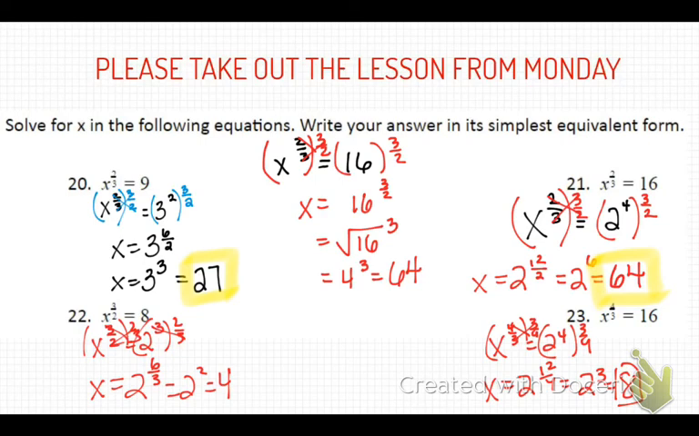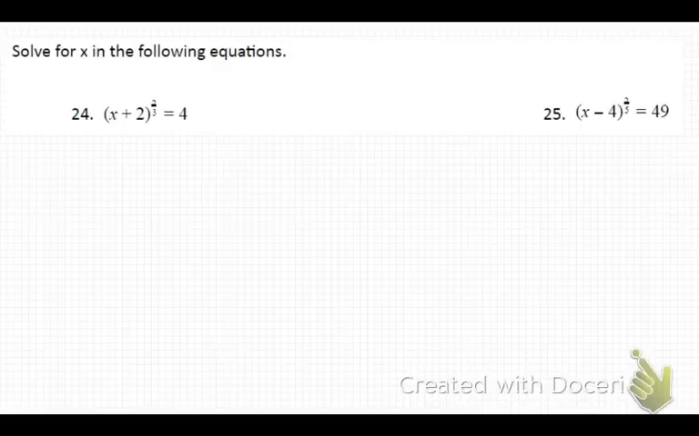How many more examples do we have? 2. And what do those ones look like? They look weird. What is so weird about them? Yeah, they have factors. Good. That's a good thing. They have parentheses with a whole other thing inside. I have an x plus or minus some number. So, let's look at those ones. We're going to do the same idea.